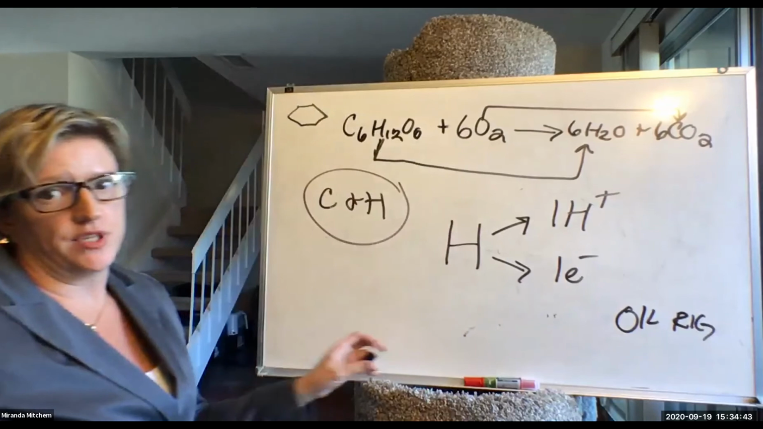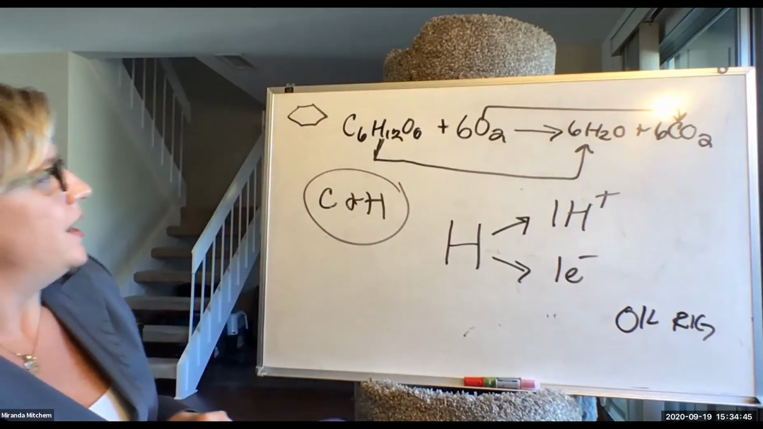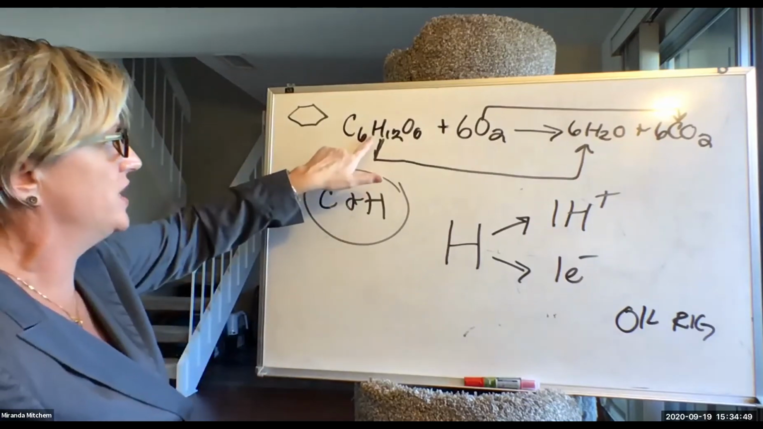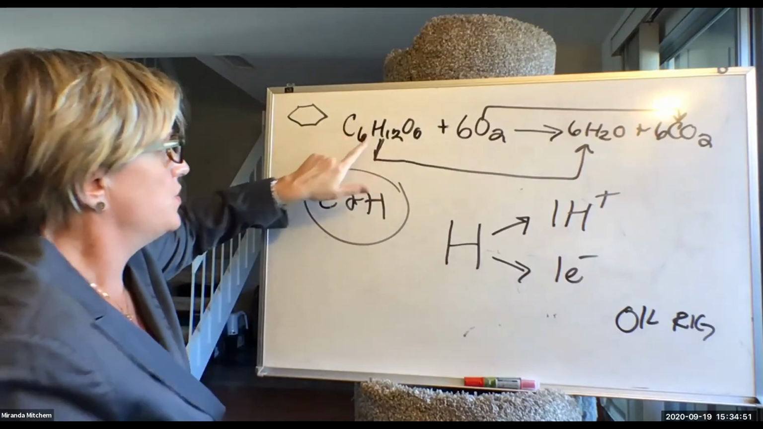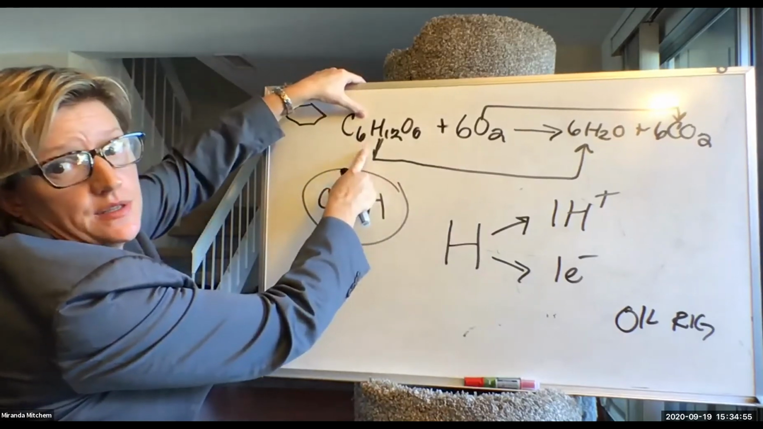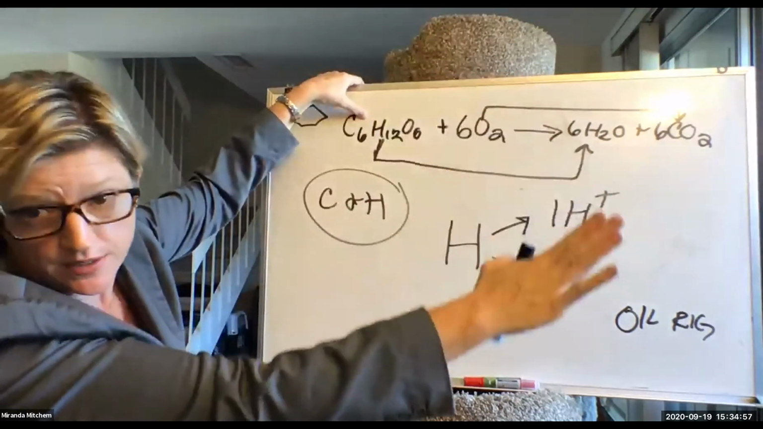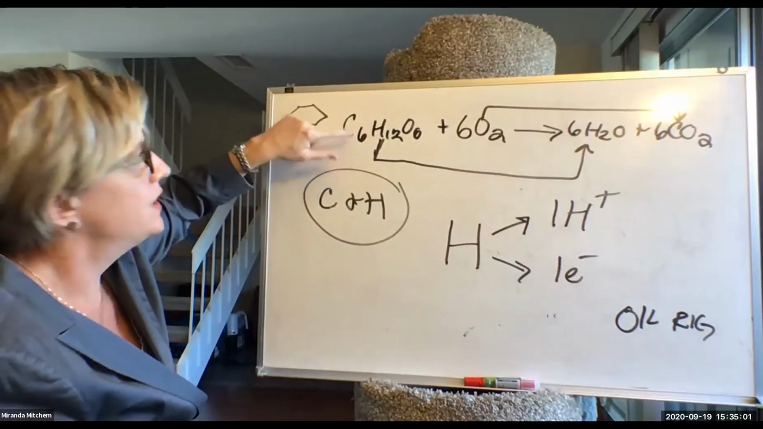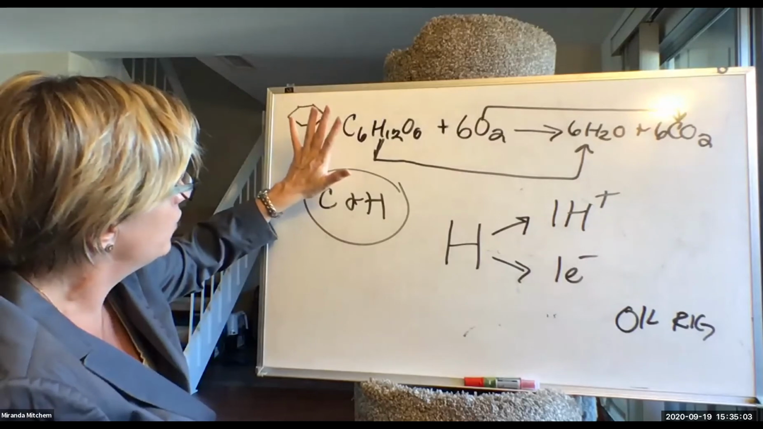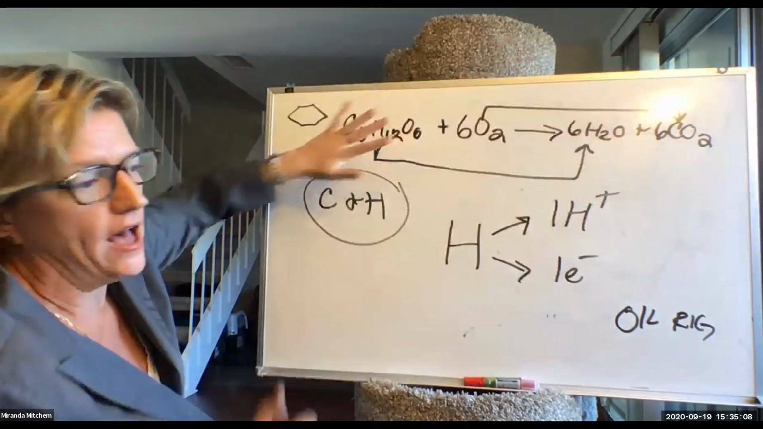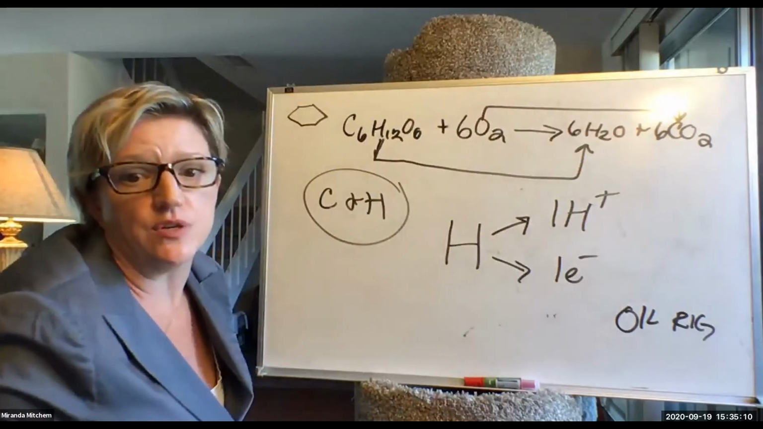Oxidation is loss, reduction is gain. The only molecule that even has hydrogens, so we're thinking of electrons for oxidation or reduction, is glucose. So glucose can give away some hydrogens, which would allow something else to be reduced.